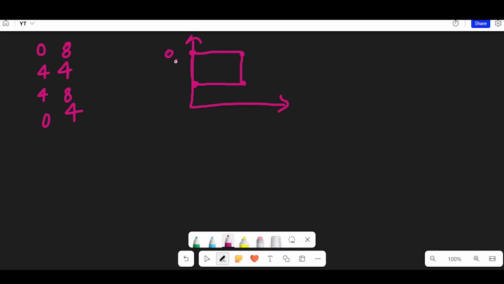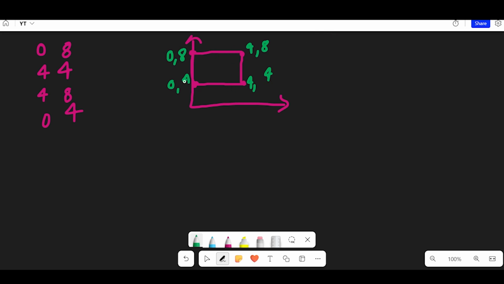So this is 0, 8, this is 4, 4, this is 4, 8, and this is 0, 4, right? So what you can do is x2 minus x1, like I'm sure you all have heard of that formula. x2 minus x1 the whole square plus y2 minus y1 the whole square. Like you have the formula, right? But there's one easier way.